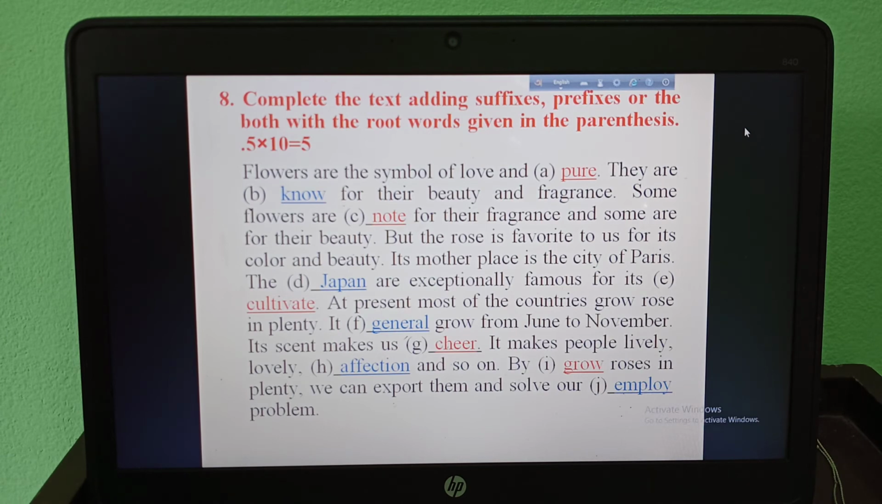Prefixes are added just before a root word to make a new word, and suffixes are added at the end of a root word to change the meaning or to change the part of speech. That means if we add suffixes or prefixes to any word, then our parts of speech may be changed or meaning may be changed. This question will carry also 5 marks, and 10 gaps will be provided with you.